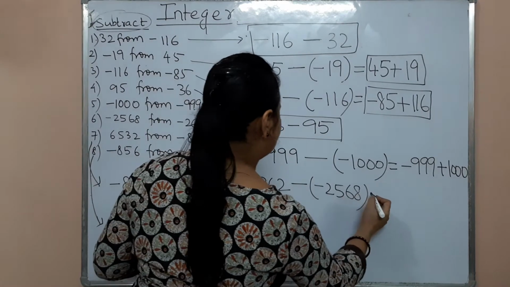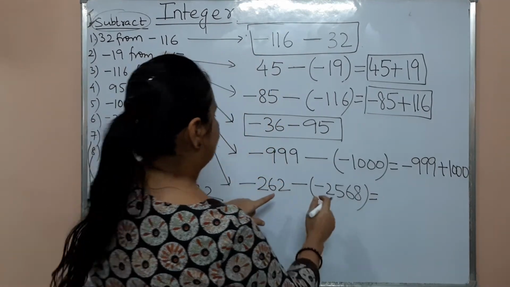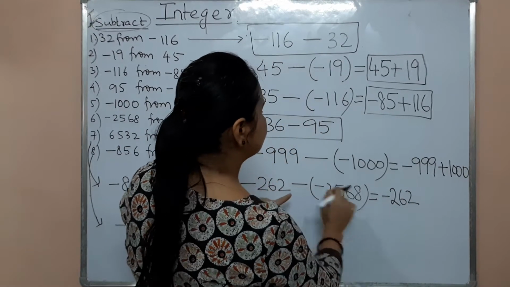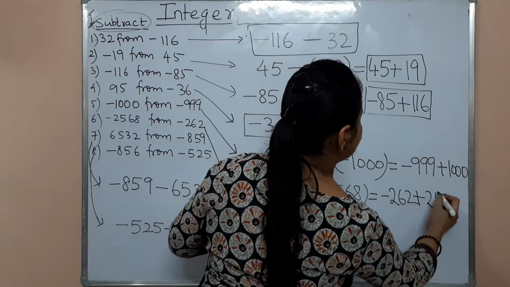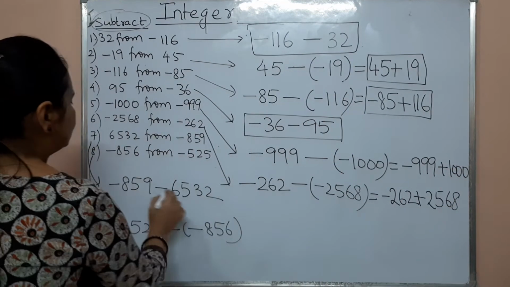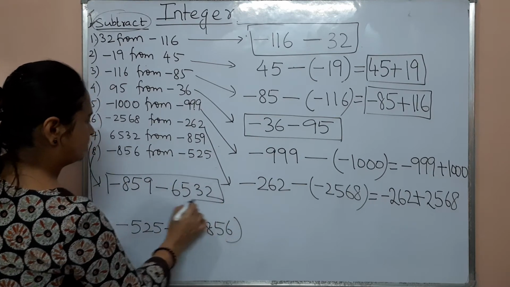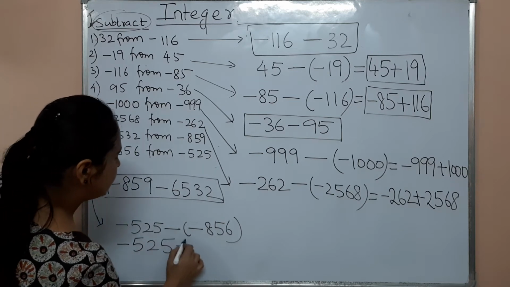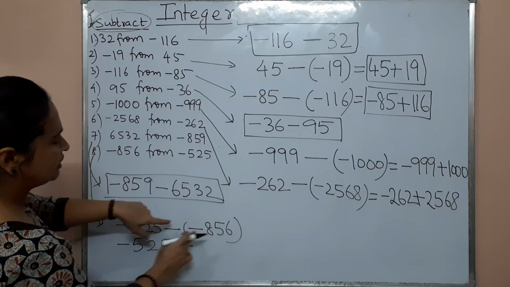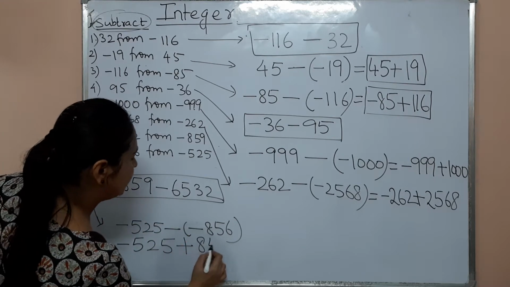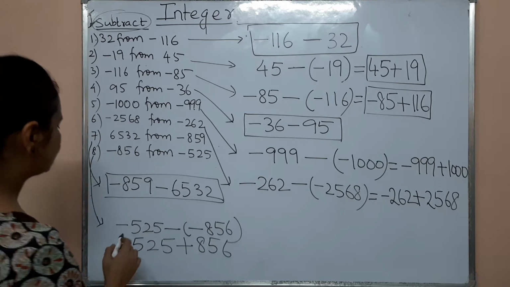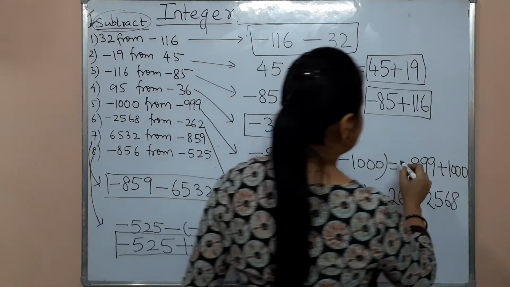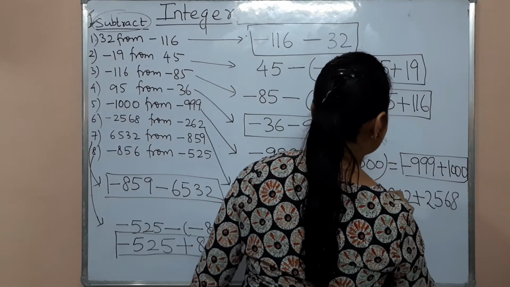Come to this question. Here we have -262, and the additive inverse of this number is +2568. Come to this question. It is direct. Apply the story here. -525 plus the additive inverse of -856, the minus sign is outside, means +856. Is that clear? So we have to apply our story method over here, on this question.